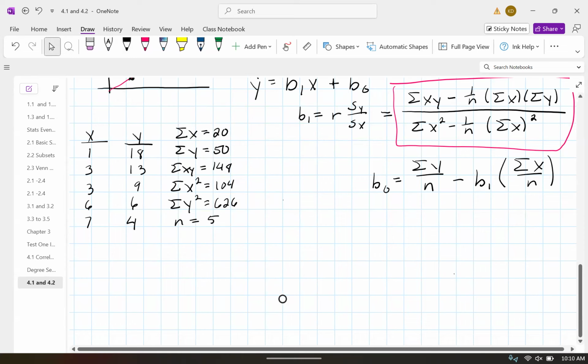Find your R, find your B sub 1, and find your B sub 0. You have all the tools to be able to do this, so go give it a shot. I'm going to pause the video and then we'll meet back.